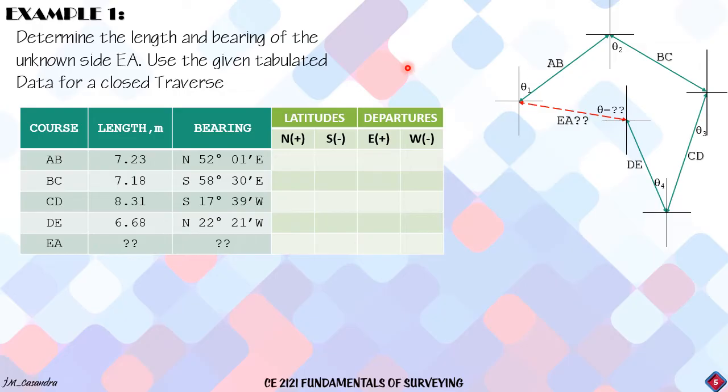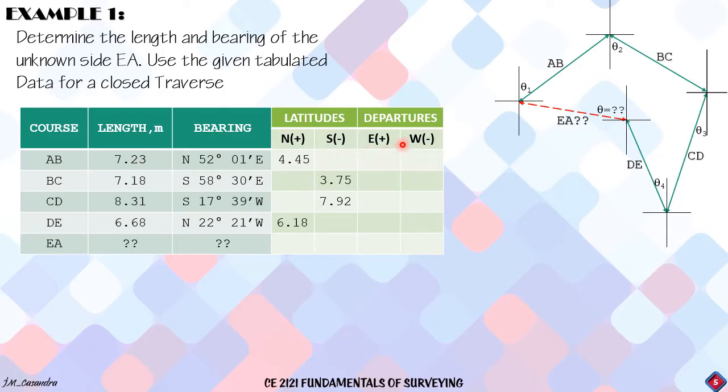So as we have learned in traverses, latitudes are computed as the length times the cosine of the bearing. So for AB, we'll have the latitude as, so it's north, so it will be placed here, and that value is 4.45. For BC, it's a southing equal to 3.75. CD is a southing equal to 7.92, and DE is a northing equal to 6.18.